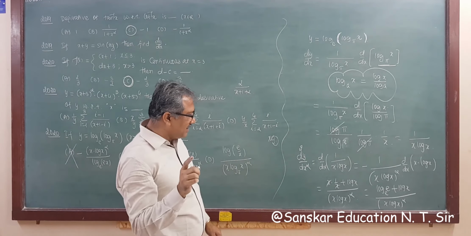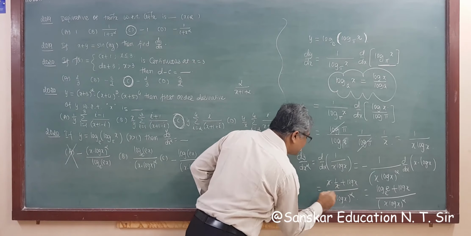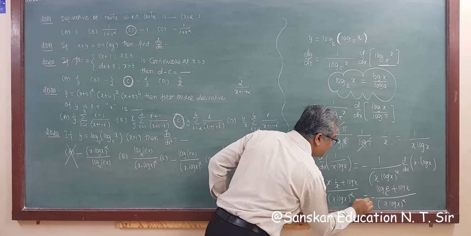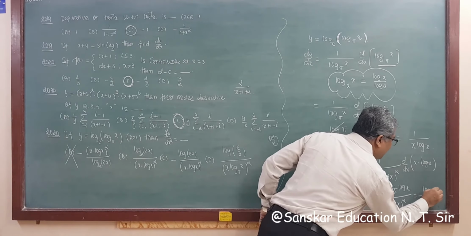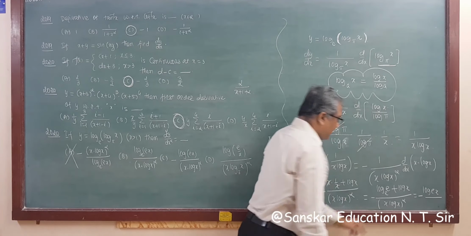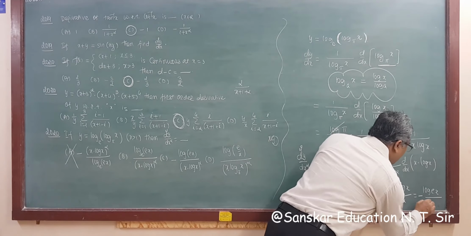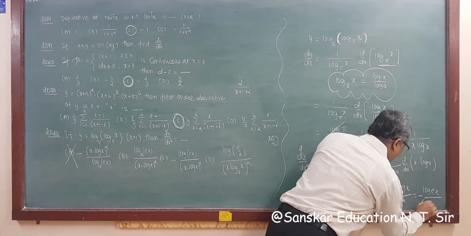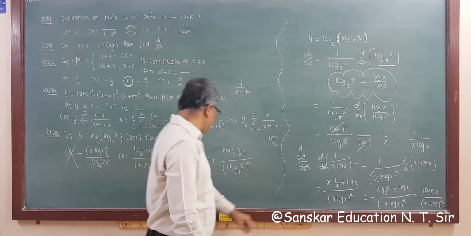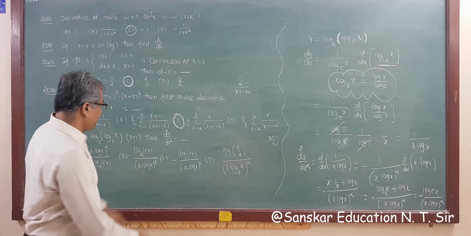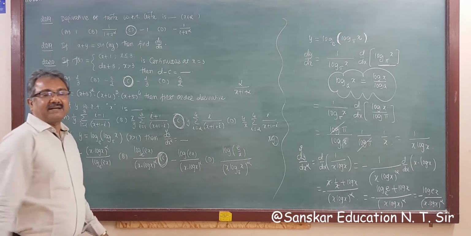We forgot to write the minus sign here. So the answer will be minus log ex whole upon x into log x whole square. Now which one is your proper answer? This one, that is option C, is your correct answer.